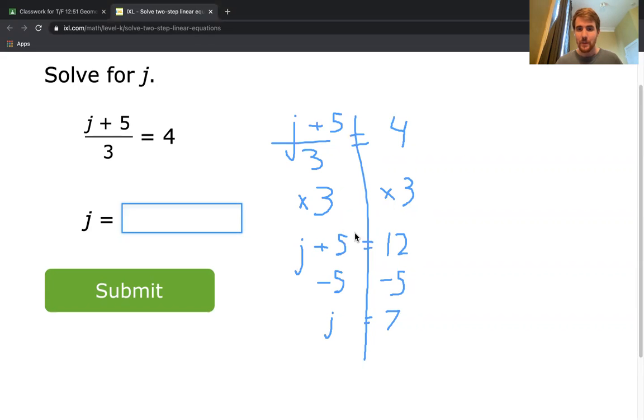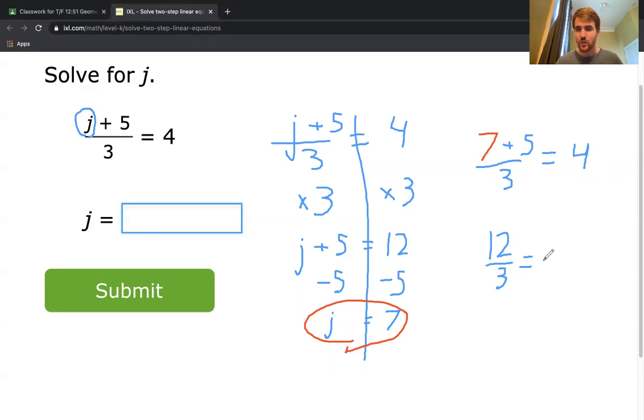If you want to check your work, plug it back in. 7 instead of j plus 5 divided by 3 equals 4. All we're doing is taking this number and substituting it in for j. So we put 7 in here. 7 plus 5 is 12. 12 divided by 3 equals 4. 12 divided by 3 does equal 4. You can check that on a calculator. So we know the answer j equals 7 is correct.